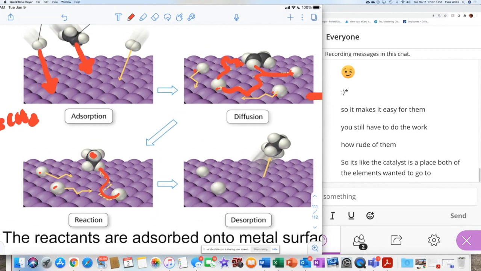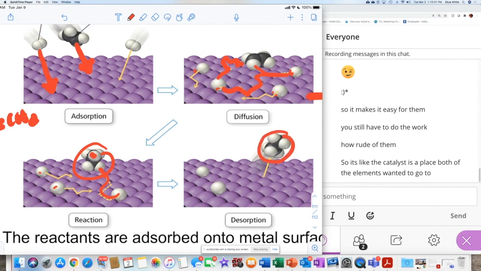Yes, they both want to go there, because if they don't want to go onto the catalyst surface, the catalyst is not going to be a matchmaker. Right. If they want to just find each other on the side, there's no need for the catalyst. So now they react, a product is formed.